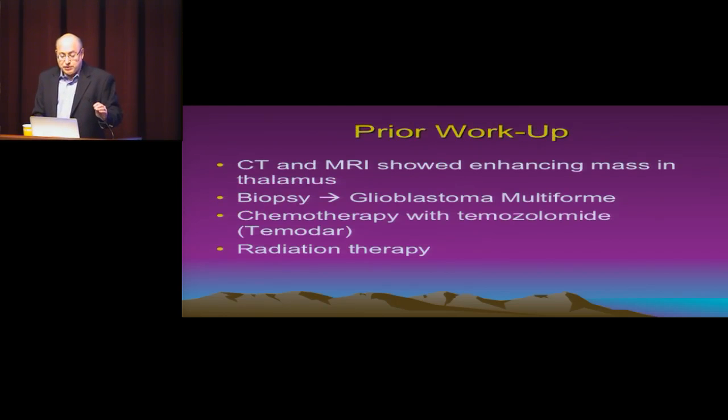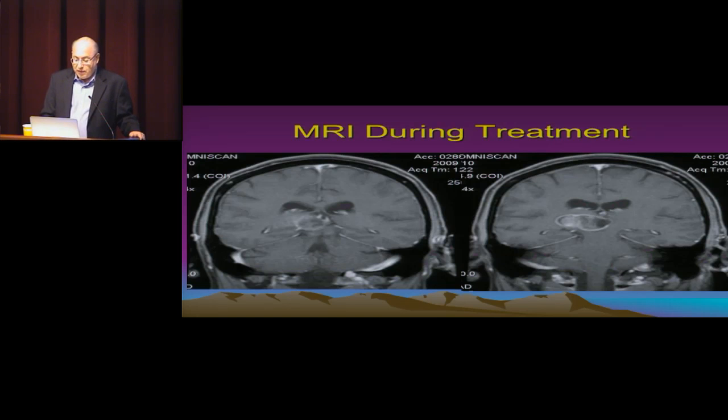So actually his prior workup showed an enhancing thalamic lesion, and it was a glioblastoma. He had gotten chemotherapy and radiation by the time I saw him, and this was his MRI with his large thalamic lesion pressing on the midbrain, giving him a classic Parinaud syndrome or dorsal midbrain syndrome. So, supranuclear because you can overcome it with a doll's head maneuver.